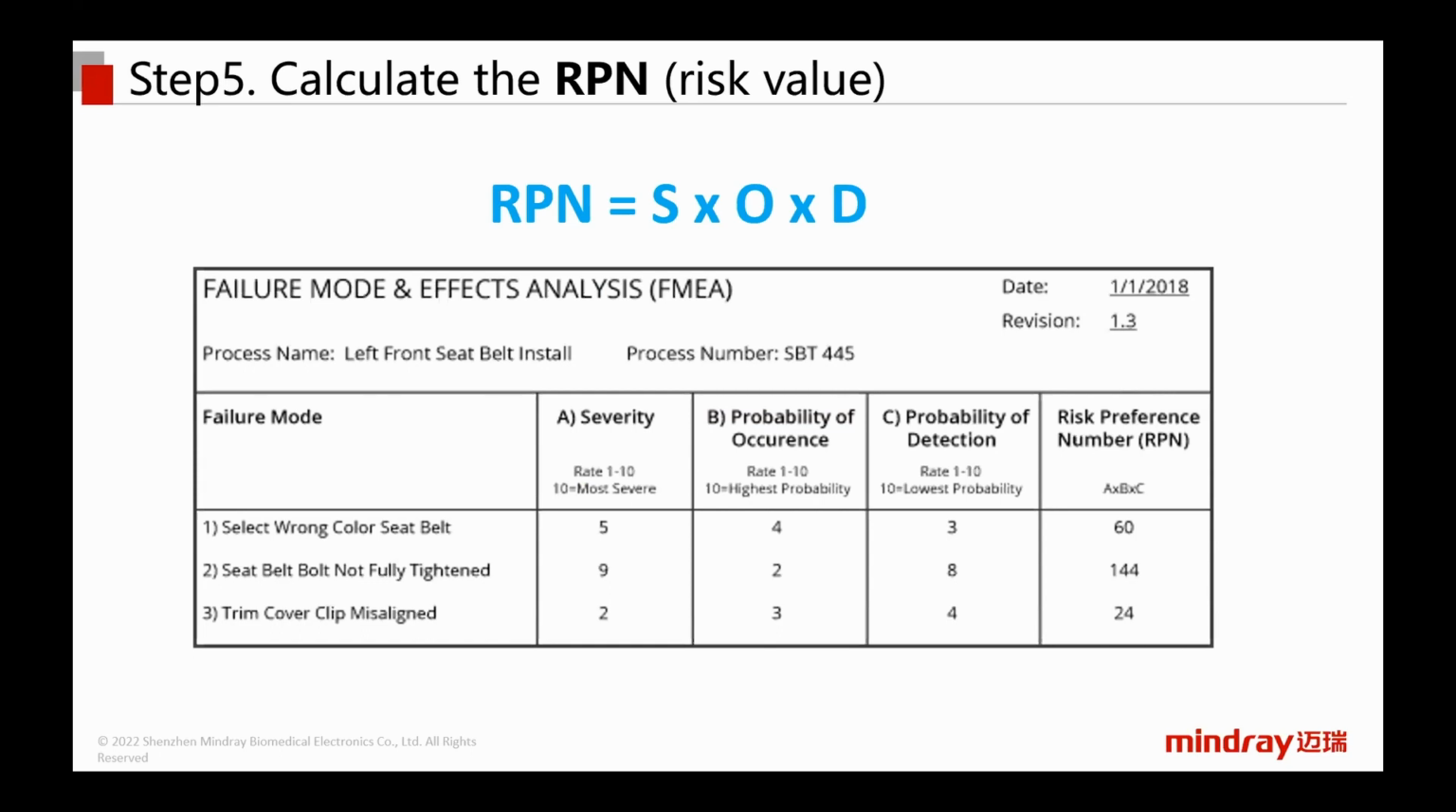Finally, we can calculate this number we've been looking for so long, the RPM, or risk value. Once we fully understand and have analyzed all 3 indicators, it's actually very easy to get the RPM. We simply multiply these three indicators together, as this example shows. The final result, or RPM value, is the total risk level we get from our stated scenario.